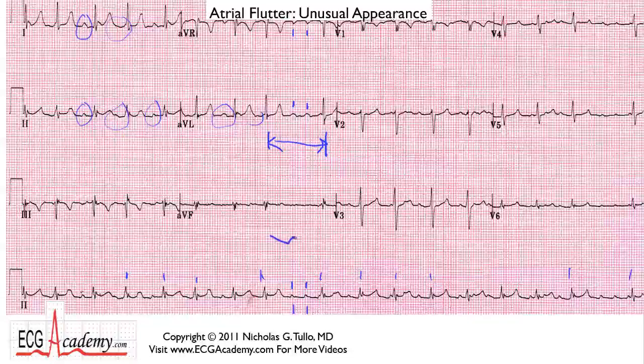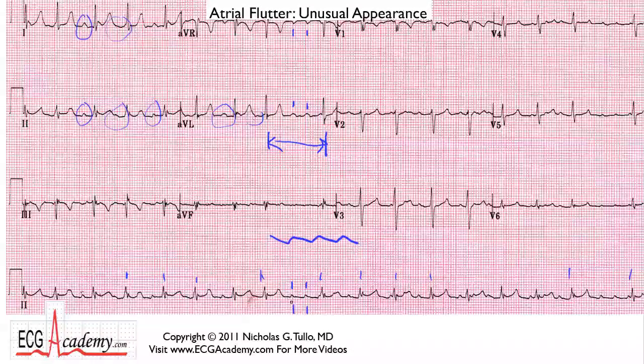Now, do we have very pretty sawtooth flutter waves? The answer is no. What we have are very short, discrete flutter waves with a long isoelectric interval in between them, so it looks more like this. It's flutter nonetheless because the atrial rate is 250 beats per minute. In some areas you have 2-to-1 conduction, but towards the end it looks more like 4 or 5-to-1.